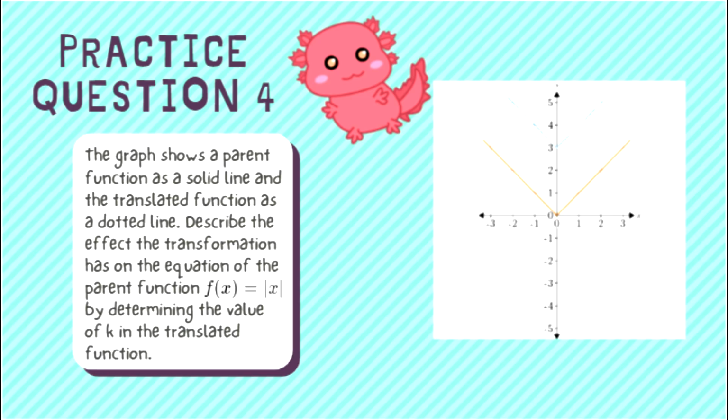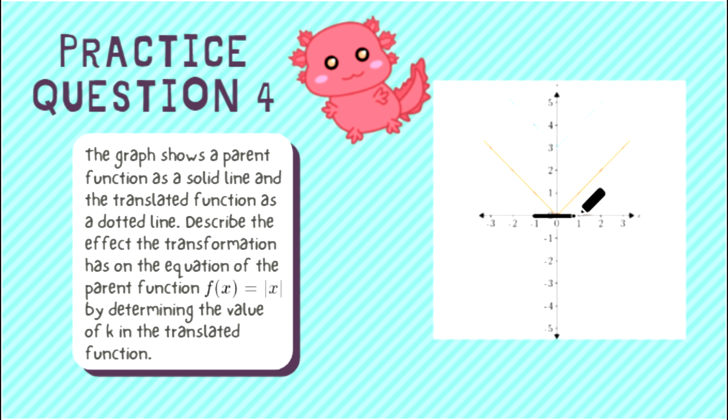The graph shows a parent function as a solid line, which is orange, and the translated function as a dotted line, which is blue. Describe the effect that transformation has on the equation of the parent function f of x is equal to the absolute value of x, by determining the value of k in the translated function.